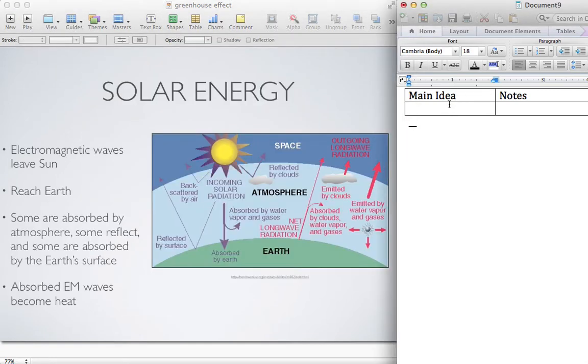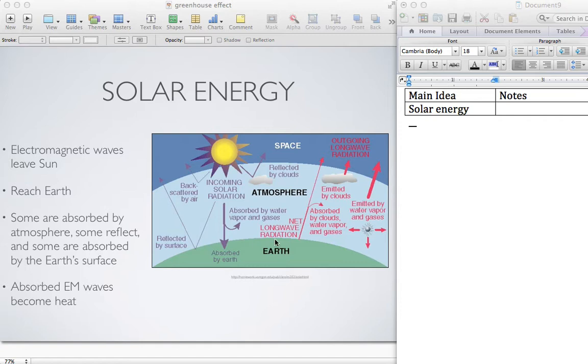So just as a little review from last night's stuff and the stuff we looked at in class yesterday, with solar energy, right, electromagnetic waves leave the sun, they reach Earth. Some are absorbed by the atmosphere, right? We saw like the gamma rays and the UV rays absorbed by the atmosphere. Some get reflected straight back into space, in and out, and then some get absorbed by the Earth's surface itself.